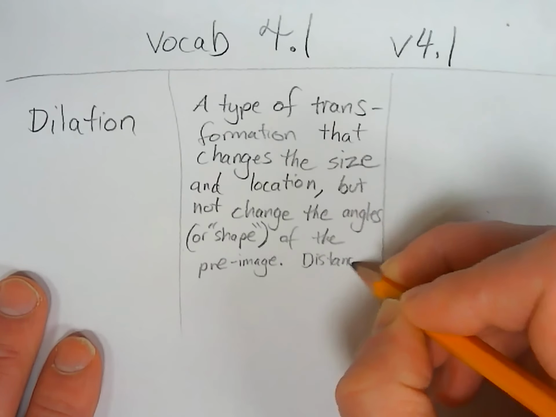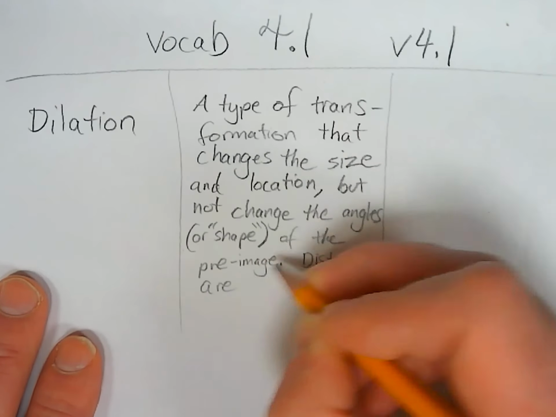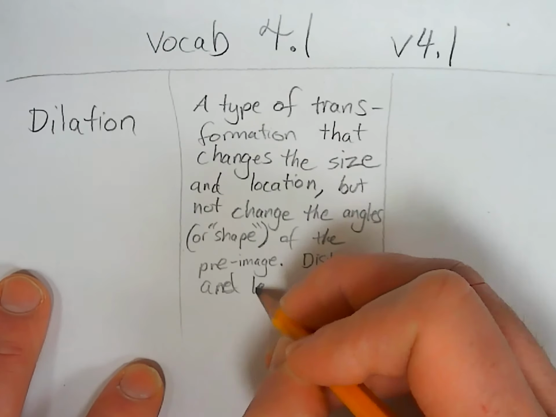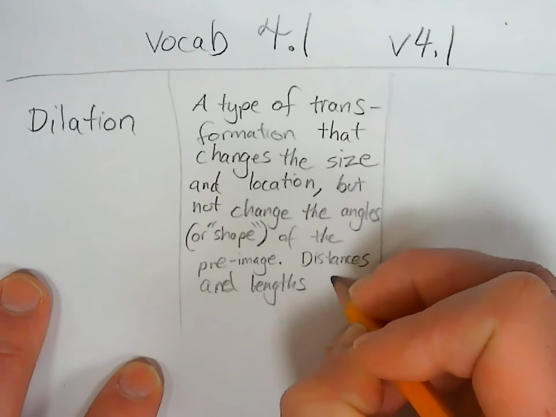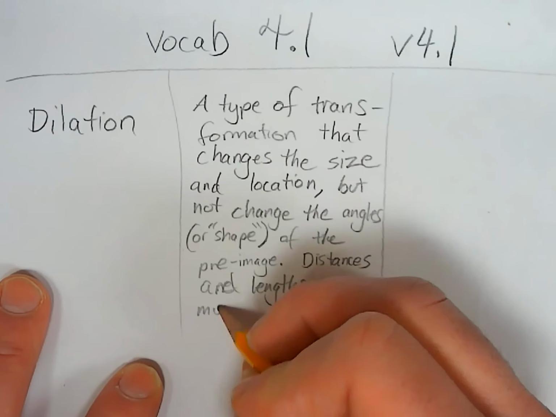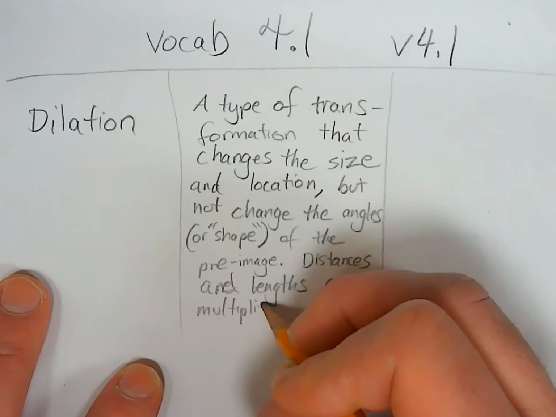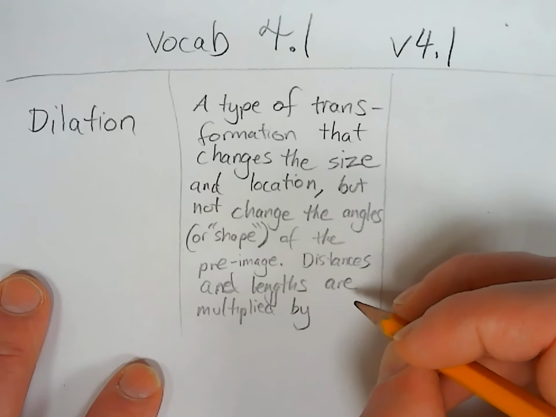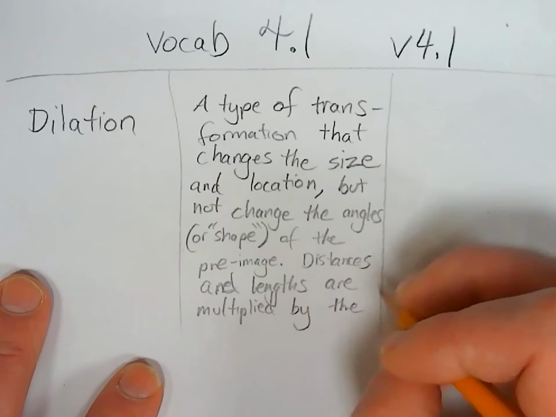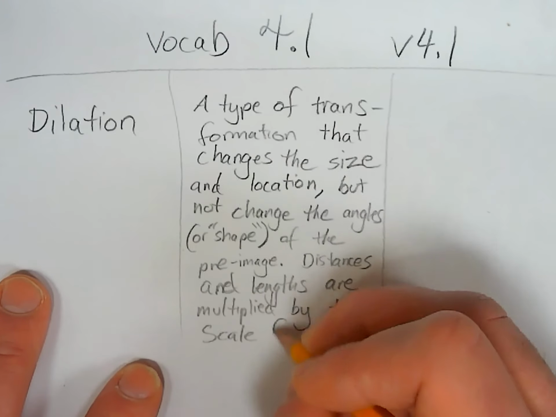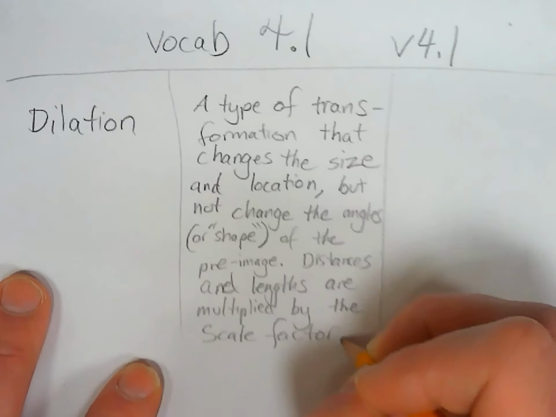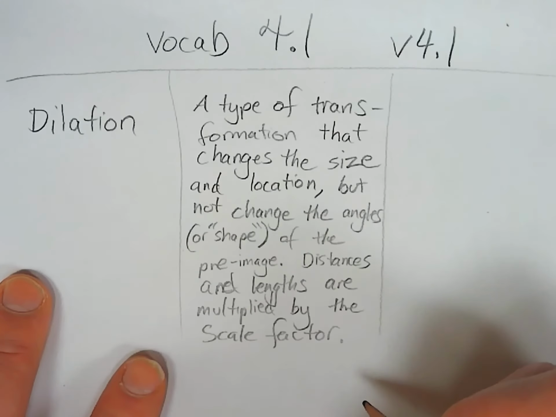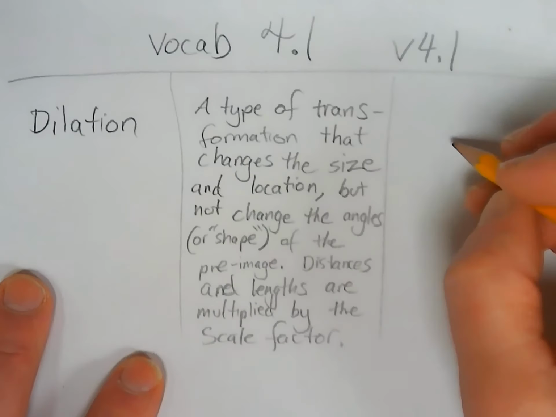Distances and lengths are multiplied. Distances and lengths in the preimage are multiplied by the scale factor. Let's draw a picture.